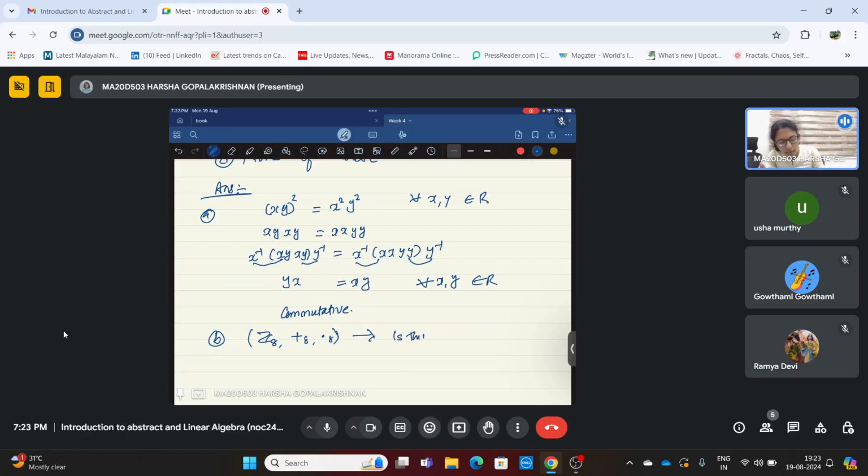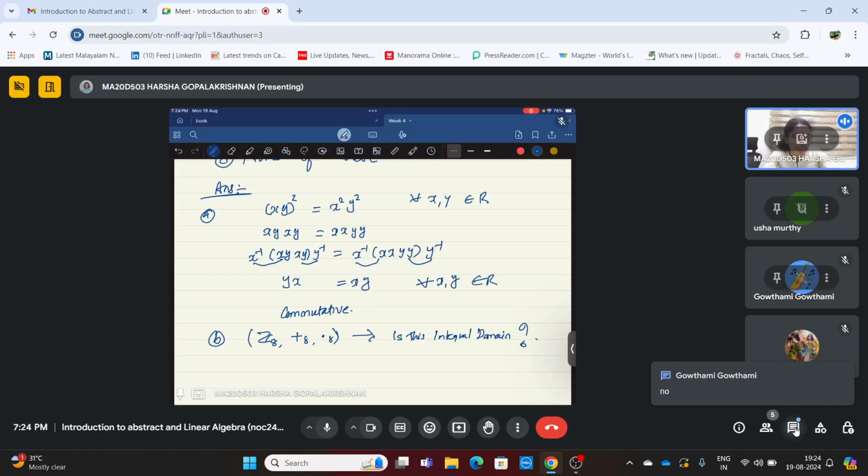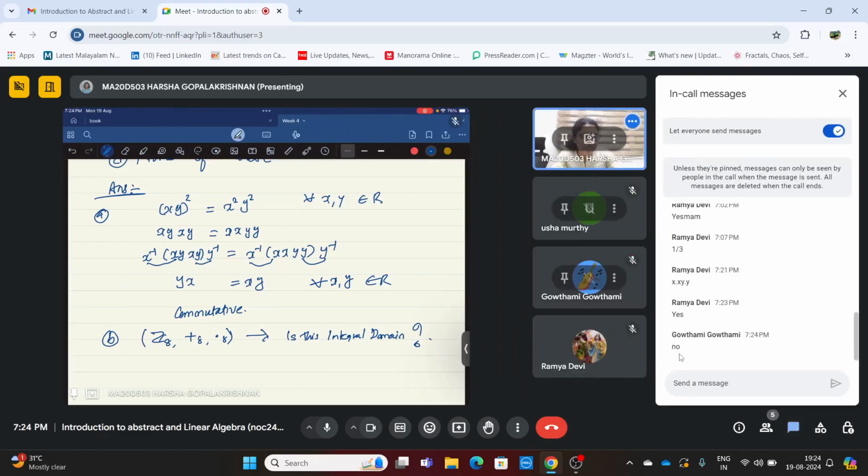Is this an integral domain? If it has a divisor of 0, it is not an integral domain. Integral domain means it doesn't have a divisor of 0. Does Z8 have a divisor of 0? No. No means no for which question? Okay, not an integral domain, very good.